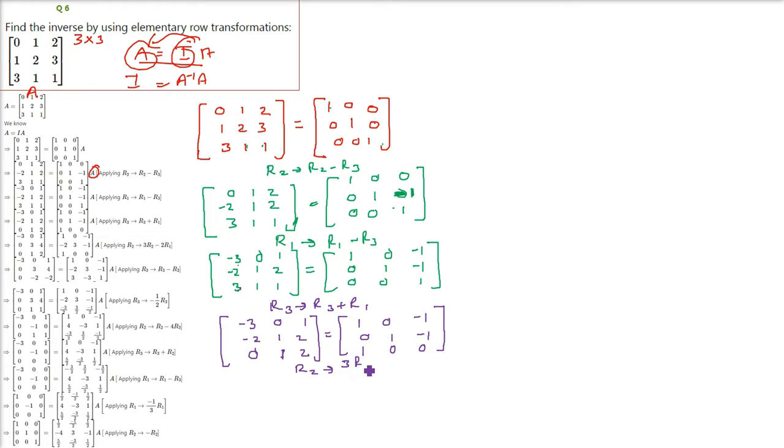So we are changing row 2 to thrice of row 2 minus twice of row 1. So minus 2, we are multiplying it with 3, so you'll get minus 6. And we'll subtract twice of row 1. 2 into 3 is 6, and since it is negative, it is going to be minus 6. Then minus 6 plus 6 is going to be 0. So we wanted it to be 0. That's why we did this.